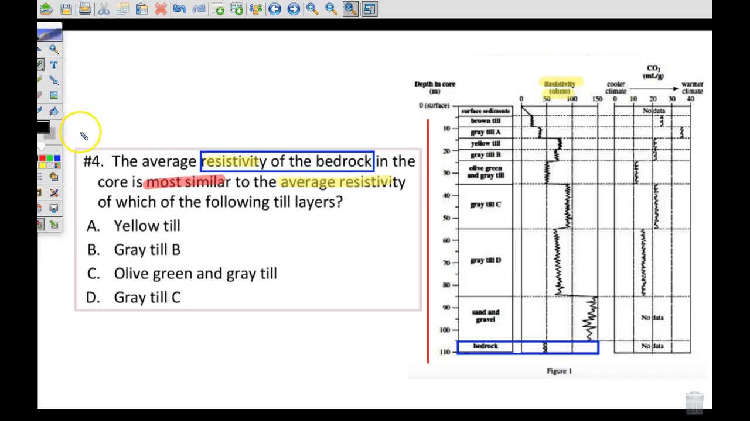And number 4, it asks, the average resistivity of the bedrock in the core is most similar to the average resistivity of which of the following till layers? So I'm going to compare the known resistivity of the bedrock. So I'm going to take this line, I'm going to put it at the resistivity of the bedrock, which is right here. And then I'm going to see what other piece of data also falls on that line. So I see that this is the closest, and that's the olive, green, and gray till. So my correct answer, number 4, is C.